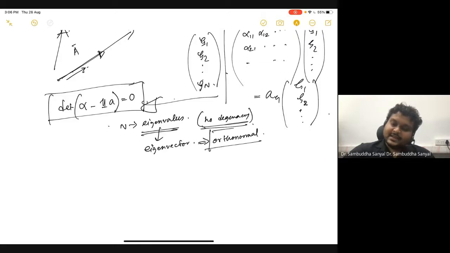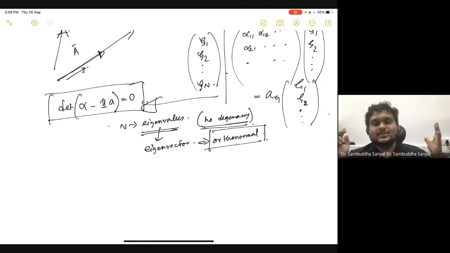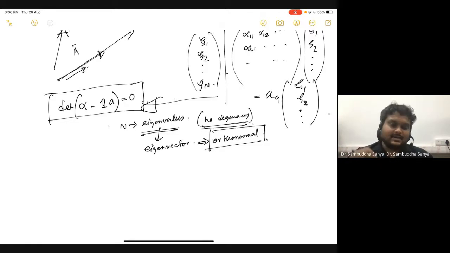So you make sure they are orthogonal to each other, and then you can also normalize them if you want. Normalizing means making sure the magnitude is 1. This is an essential thing for quantum mechanics, but in general you don't always need to do that.